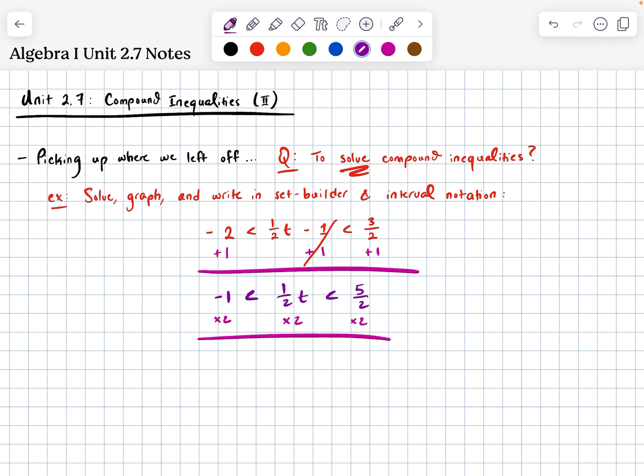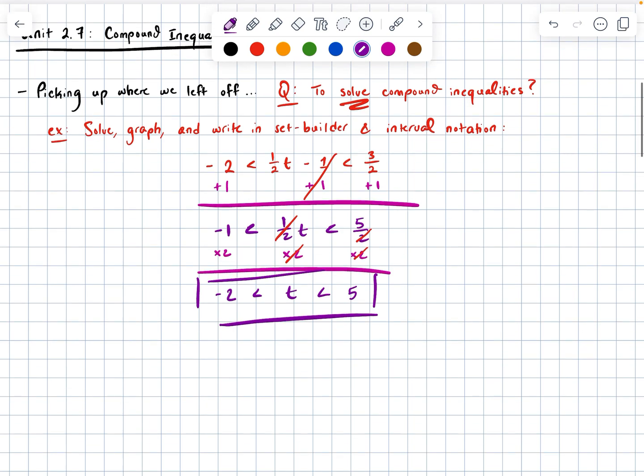In this case, -1 times 2 is -2, which is less than 1/2 t times 2. These undo each other. I'm left with just my t by itself, which is, of course, what I want. And then 5/2 times 2 is same idea. Divide by 2 times 2. These go away. I'm just left with 5. So -2 is less than t, which is less than 5. There's my inequality solved. Let's graph it.